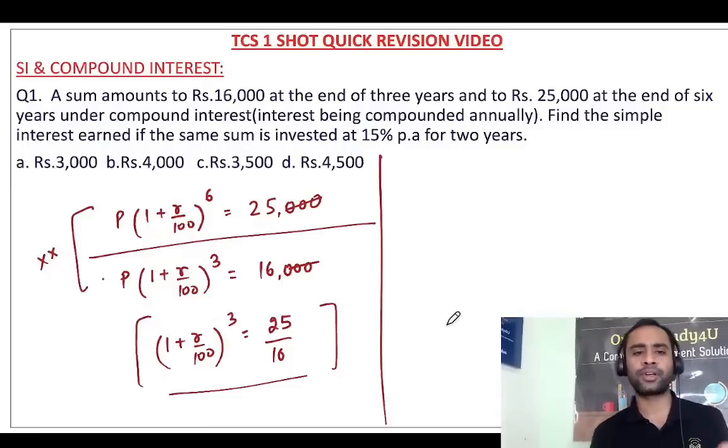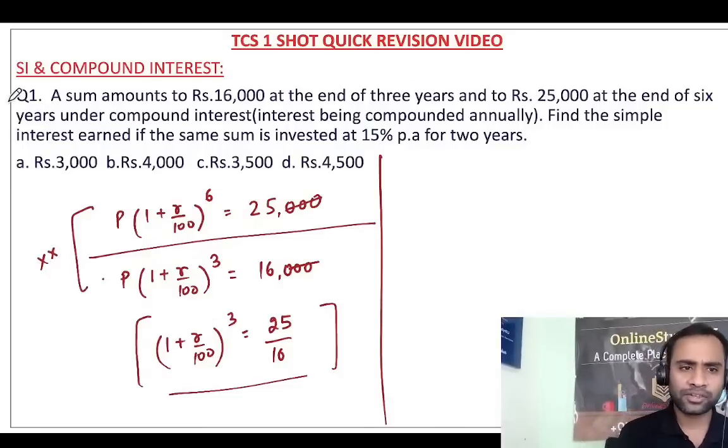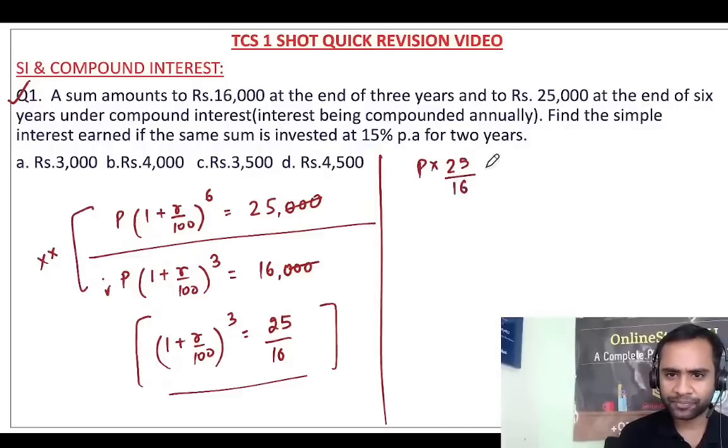Okay, till here it is clear. Then just put it in any of the equations. So here you put P(1 + r/100)^3, which is 25/16, equals 16,000. So basically, find the simple interest.